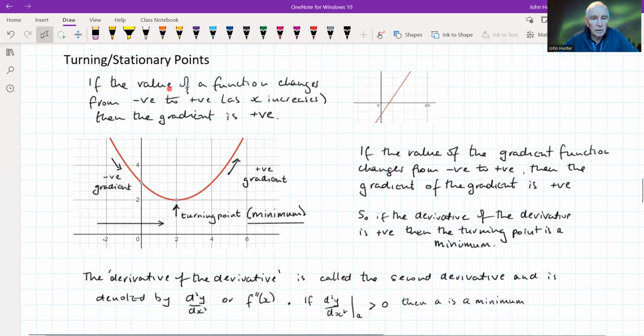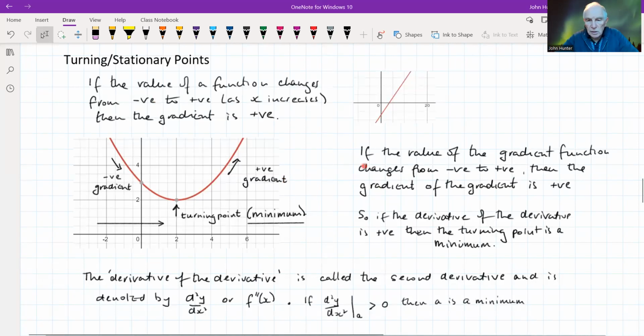So if the value of a function changes from negative to positive as x increases, so as we travel along the x values, our function value, y value, if we're calling it that, in this case goes from negative to positive. So it's going from bottom left to top right, isn't it? So then the gradient is positive. You can see that positive gradient there.